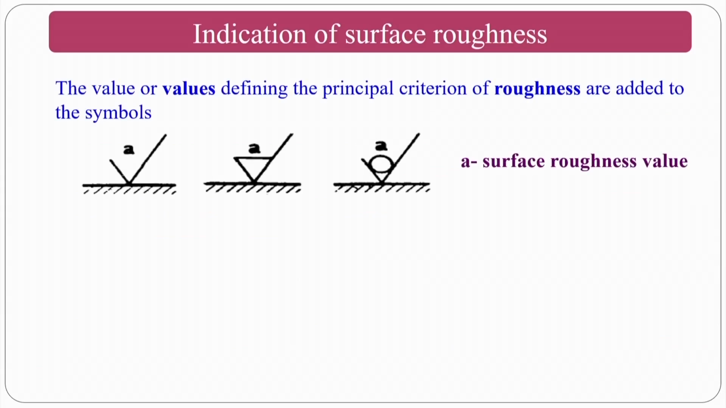Indication. The values are defined by the principal gradations of the roughness added to the symbols. Assume that the surface roughness value is A. A is a surface roughness value and I am representing it in three ways. One is I want a surface roughness like this. I want a surface roughness by using a machining process. And I want a surface roughness A without removing any material. This is how you can represent it in three ways.